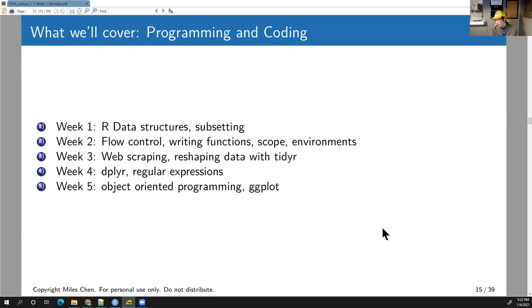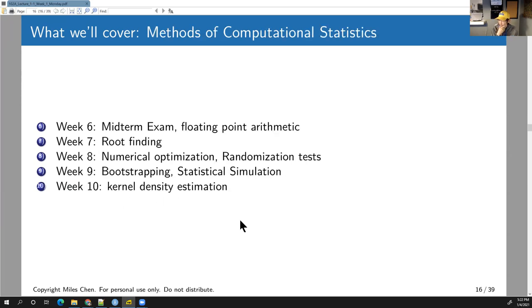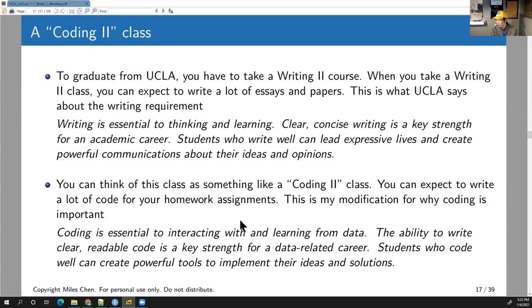This is kind of the planned structure, okay? On Wednesday and Friday, we'll look at data structures and subsetting, and then weeks 2, 3, 4, and 5, these are the topics I've got planned. And then weeks 6 through 10, these are the topics I have planned, and we'll approach those things, okay?